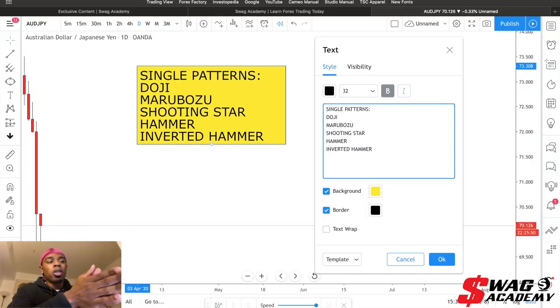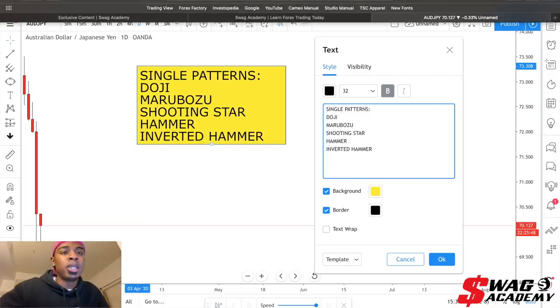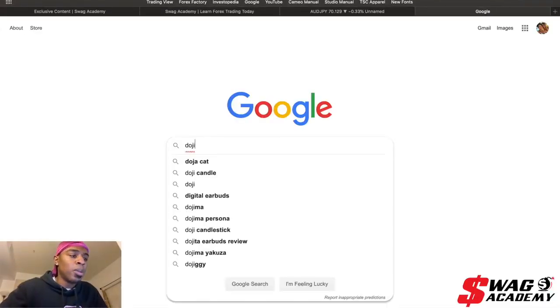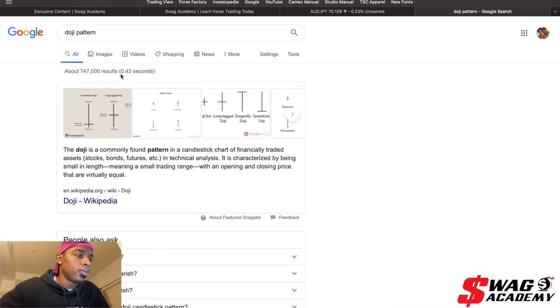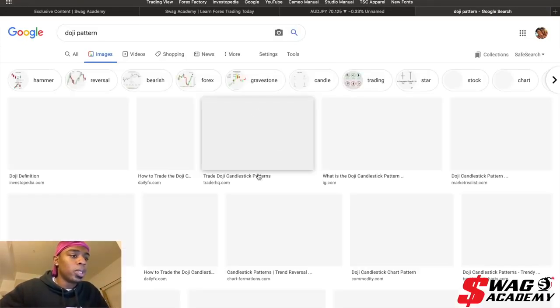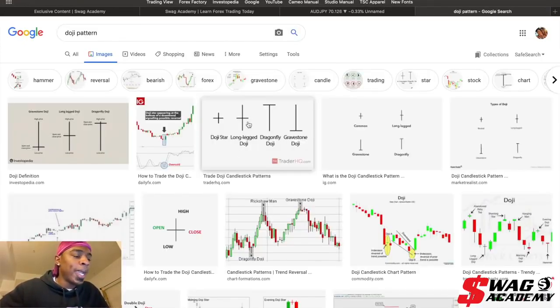Yeah, these are the single patterns you should be looking at. So that means you can go right here, go on Google, type doji pattern, go to images. It'll tell you what this means. So when you see a candlestick like this, with basically no body, just a bunch of wicks, it tells you price is gonna do this, reverse or do that.